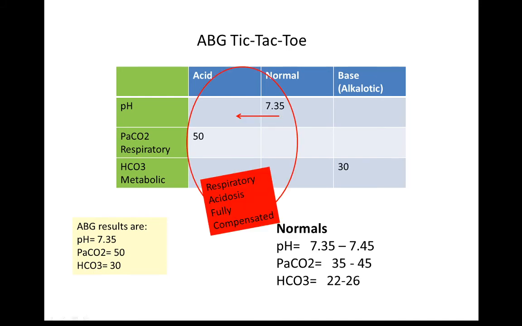So what we have here is respiratory acidosis, and it is fully compensated because our pH is actually in the normal range. And that concludes this discussion of pH.